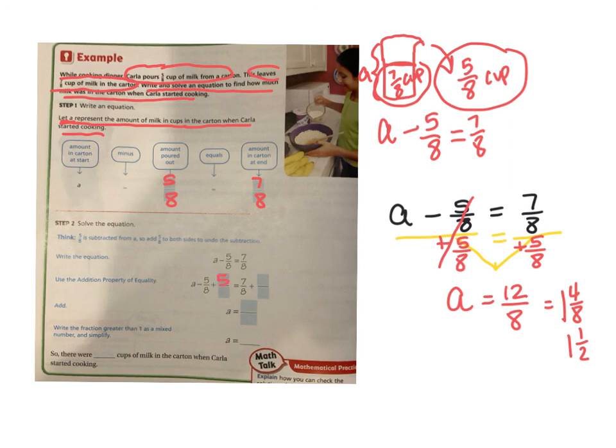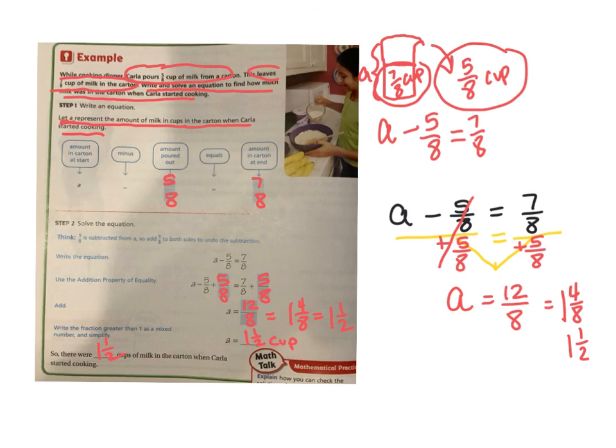So we've added 5/8 to both sides. That's what we did here. They just did it side by side. We did it one below the other. And that left us with A equals 12/8. But we converted that improper fraction just to practice that skill. And we reduced the fraction just to practice that skill. So she started with 1 1/2 cup of milk in the pitcher, or in the carton. So there was 1 1/2 cup of milk in the carton when Carla started cooking.